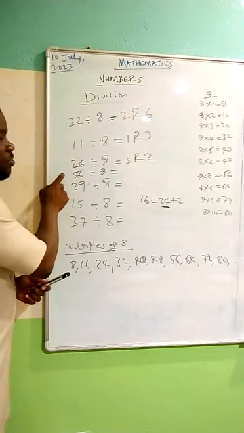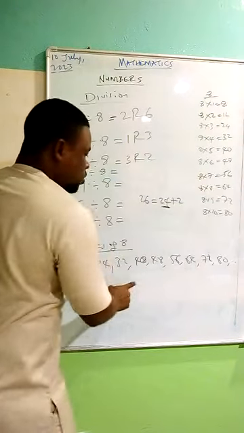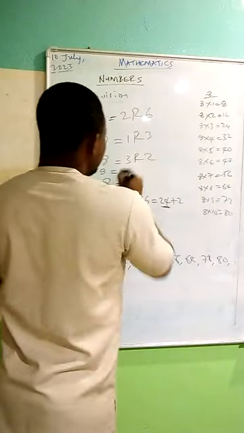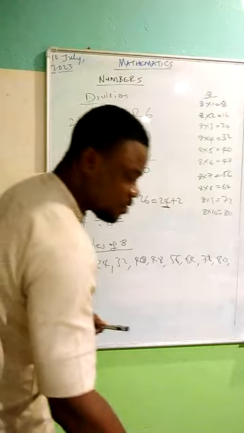The next is what now? 56. I'm having what now? 56. Are you with me? Fortunately for us now, 56 is one of the multiples of what? Of 8. So we divide exactly to get what now? 7. And then the 7 remainder what? 0. Is that okay? Yeah.